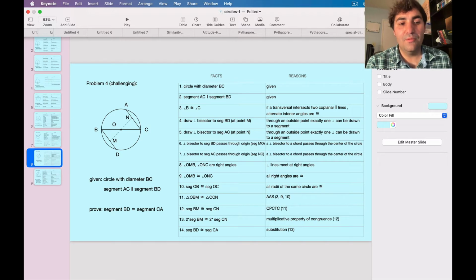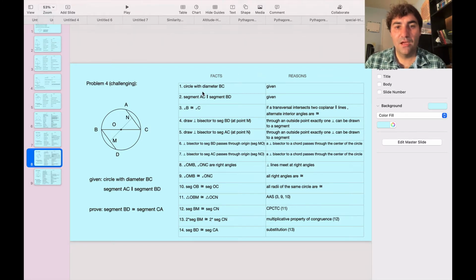So the first problem is, given a circle with diameter BC, segment AC is parallel to segment BD. Prove that segment BD is congruent to segment CA. So we start off with what we know, and we know if a transversal intersects two coplanar parallel lines, then alternate interior angles are congruent. So we're given that segment AC is parallel to segment BD.